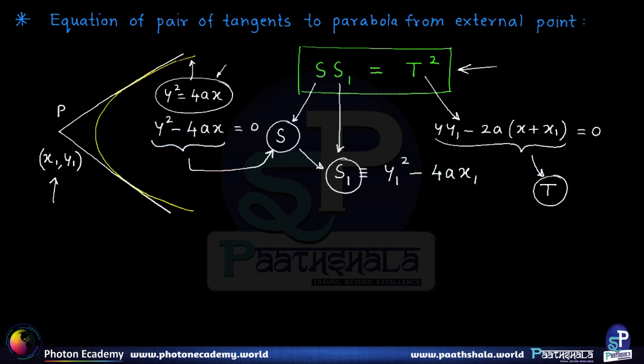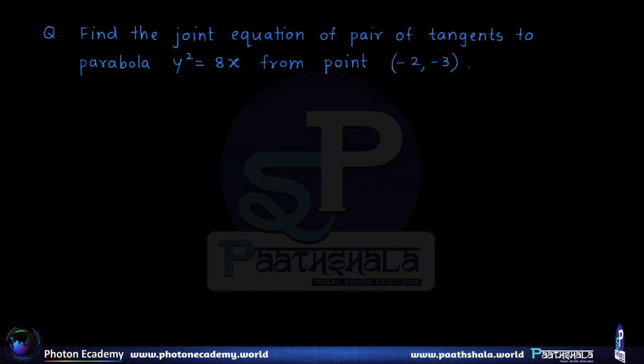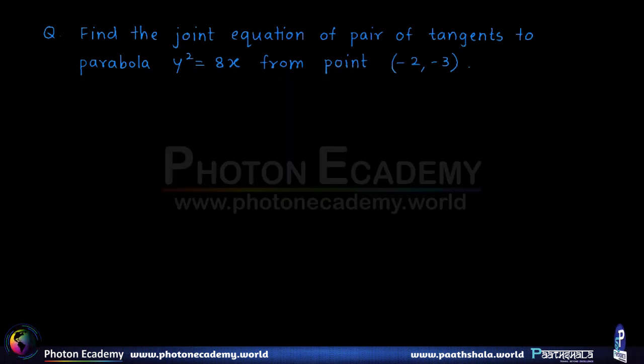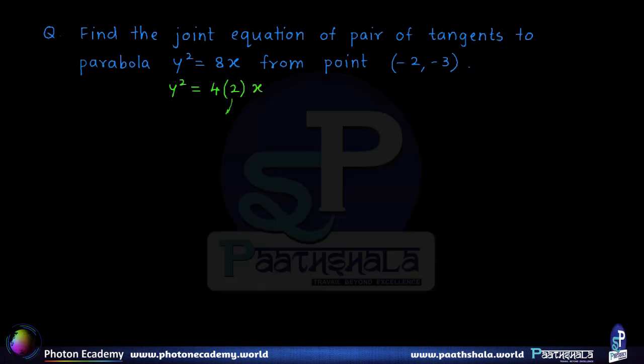Let us solve one question based on this so that these symbols will be clear. Find the joint equation of pair of tangents to parabola y square equal to 8x from the point minus 2, minus 3. First of all let us write the equation of the parabola in standard form, that is 4ax, so that we can write as 4 into 2 into x, that is 8. So clearly here a is nothing but 2, so we have that piece of information ready.